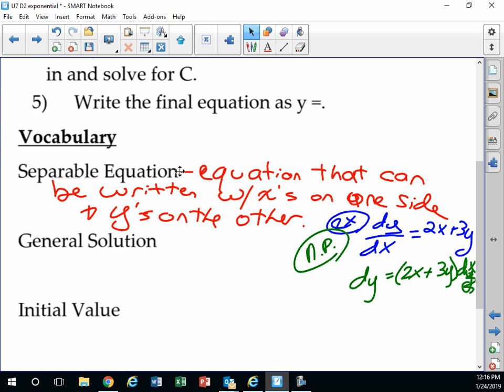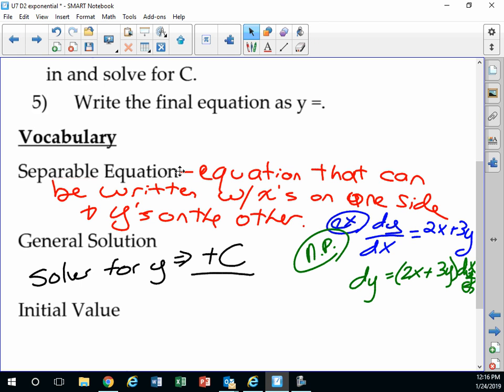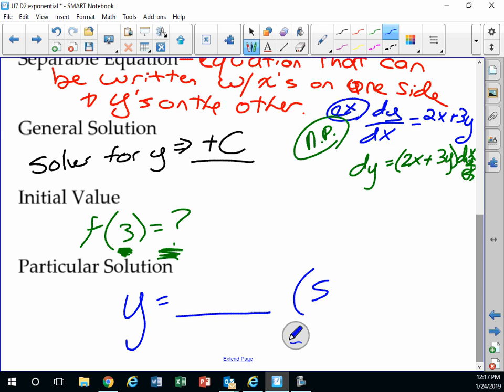General solution means you solve for y, and you have a plus c. Initial value: f of 3 equals something, f of 0 equals something, f of whatever equals a specific number. You have specific numbers right here and right here. That's an initial value. It's an ordered pair. It doesn't have to be 0. It could be 0, it could be 432. They give you a specific value, which means you solve for c.